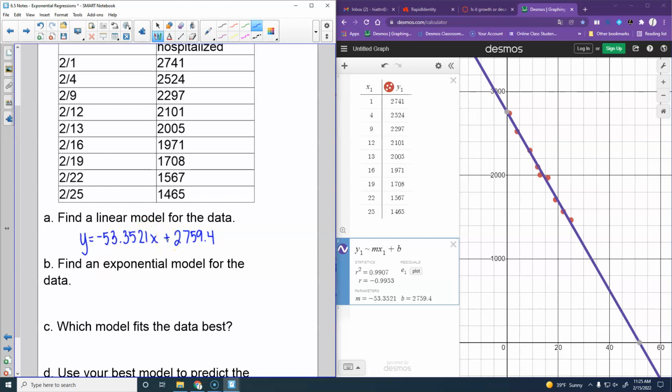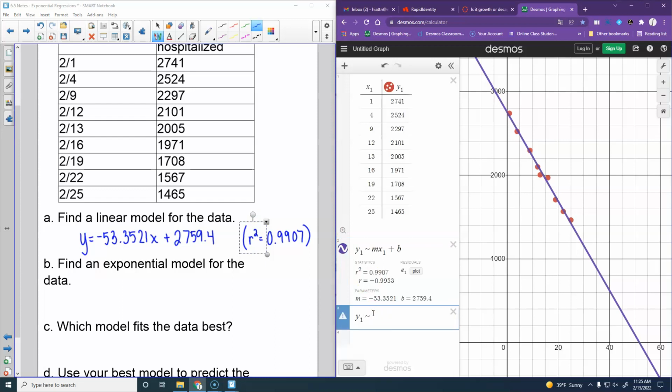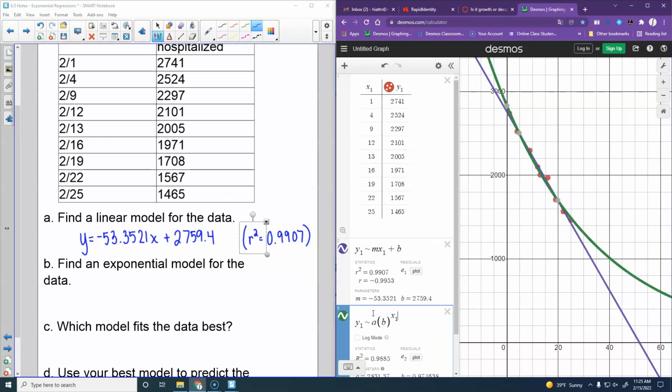Alright, now over here, it didn't ask for this, but over here to the side, I'm going to write down my r squared, which is 0.9907. So that's a pretty good R value. It's pretty close to 1, right? So we could make predictions using this line, and it would probably be pretty good. We also need to do our exponential. So we got y1 squiggle a times b to the x1 power.